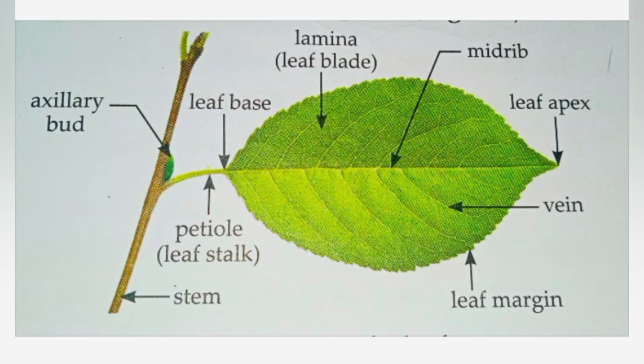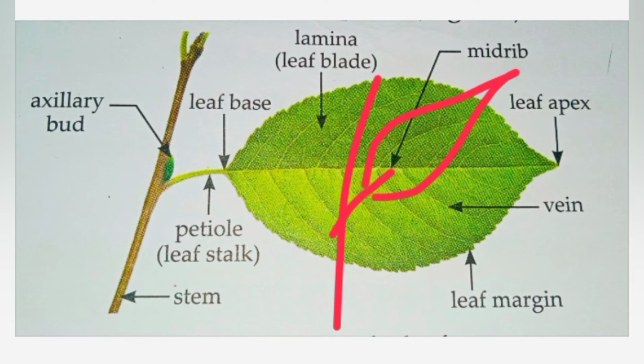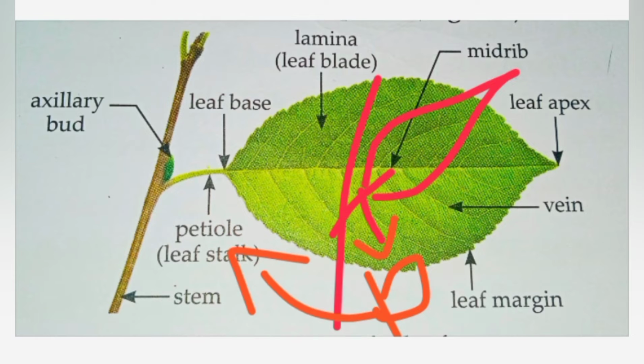We can see that the leaf is not attached to the stem directly like this. We have a stalk instead which is attaching the leaf to the stem. And this stalk which attaches the leaf to the stem is called the petiole. This one, alright?